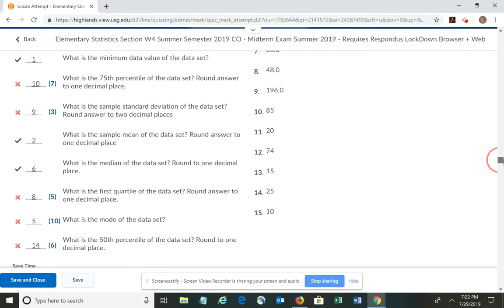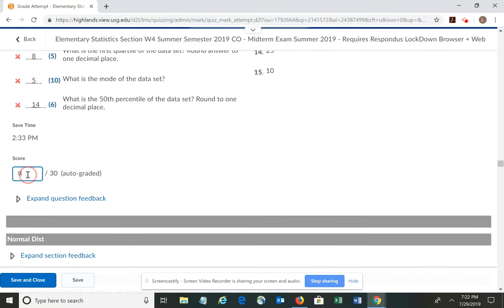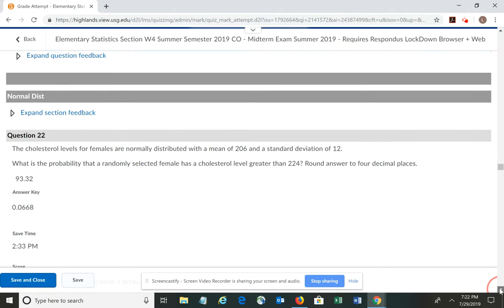50th percentile would have been the median of 75. So he missed that one. Okay. So 1, 2, 3, 4, 5, 6. He missed 7 of those questions. 7 times 2 is 14. 30 minus 14, he earned 16 points. Again, that's the one that's going to take the most time to grade.